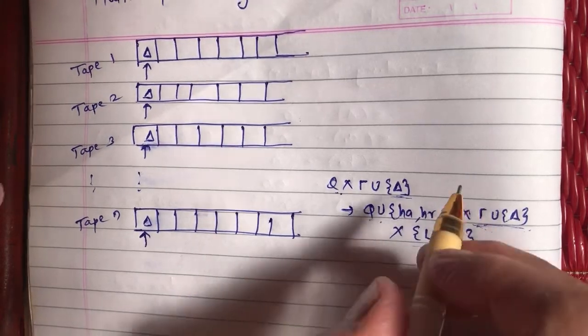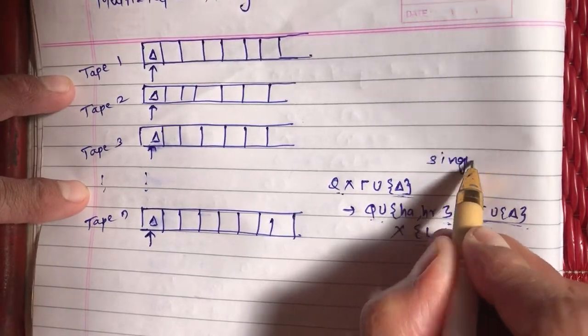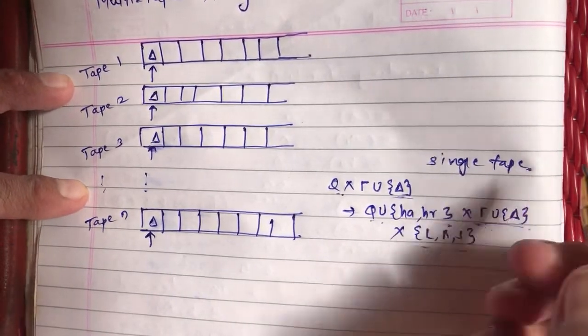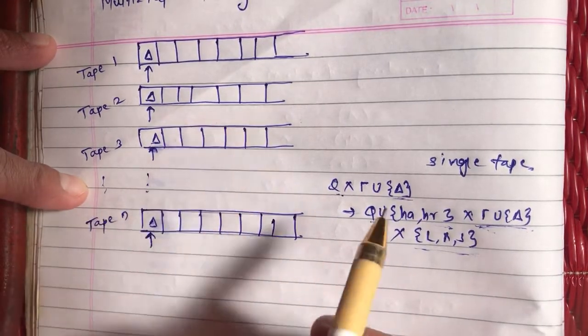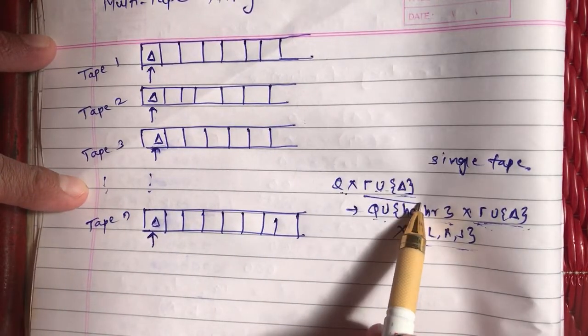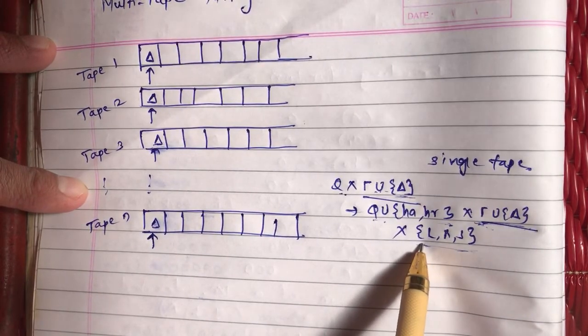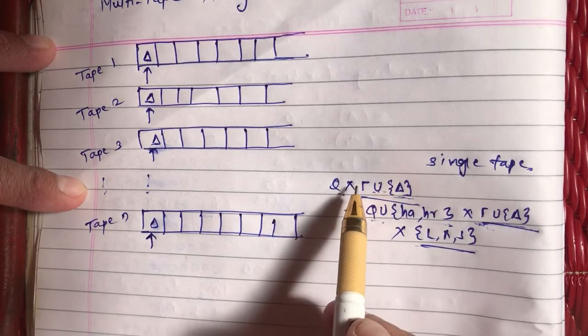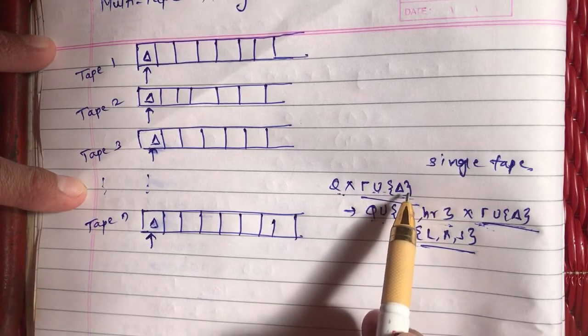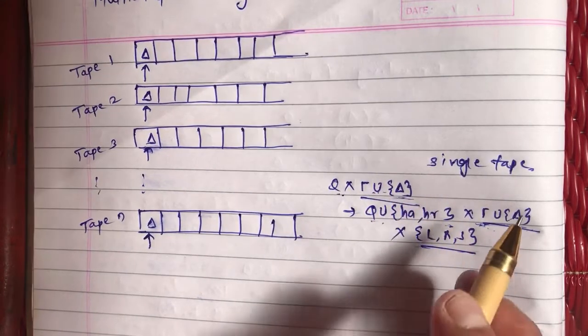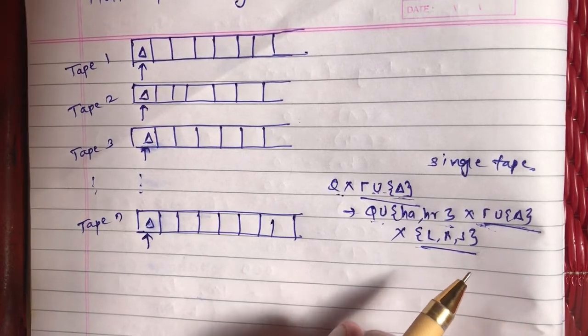Now this is for a single tape, right? This is for a single tape for a normal Turing machine, right? But now in a multi-tape Turing machine, we don't have a single tape here, right? We don't have a single tape head here, right? So we have n such tape heads. We have n such tape actions to be performed, right?